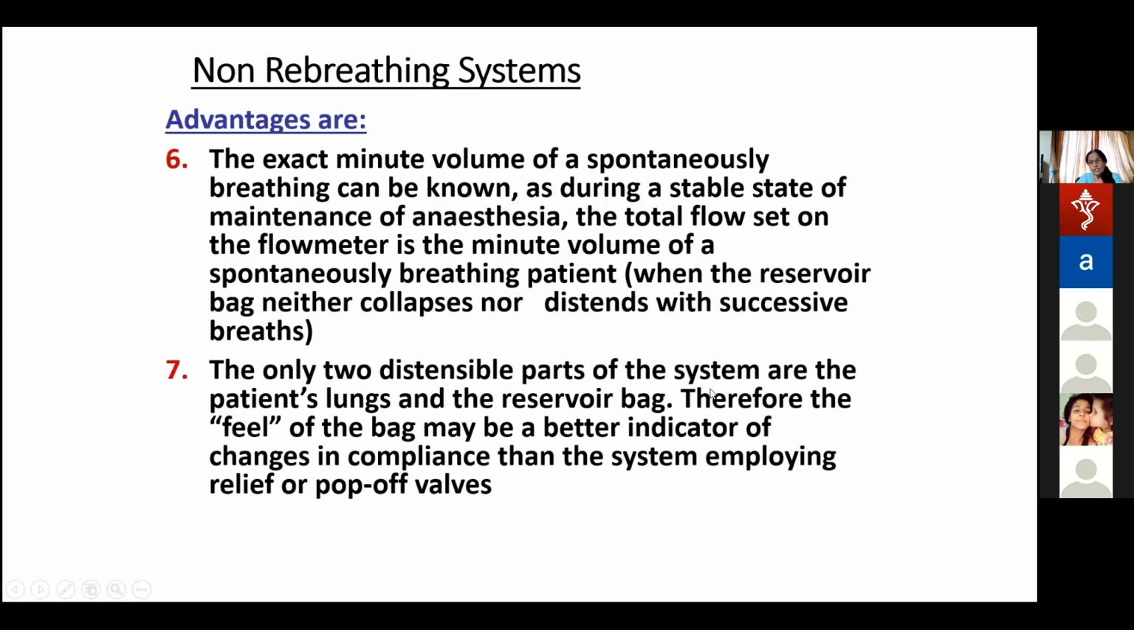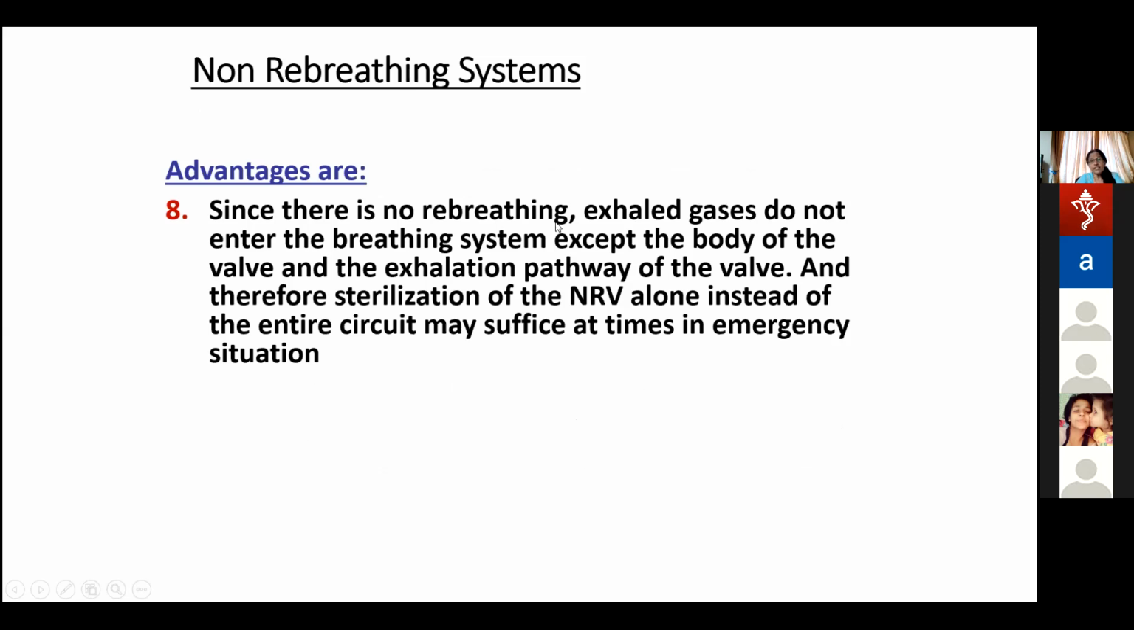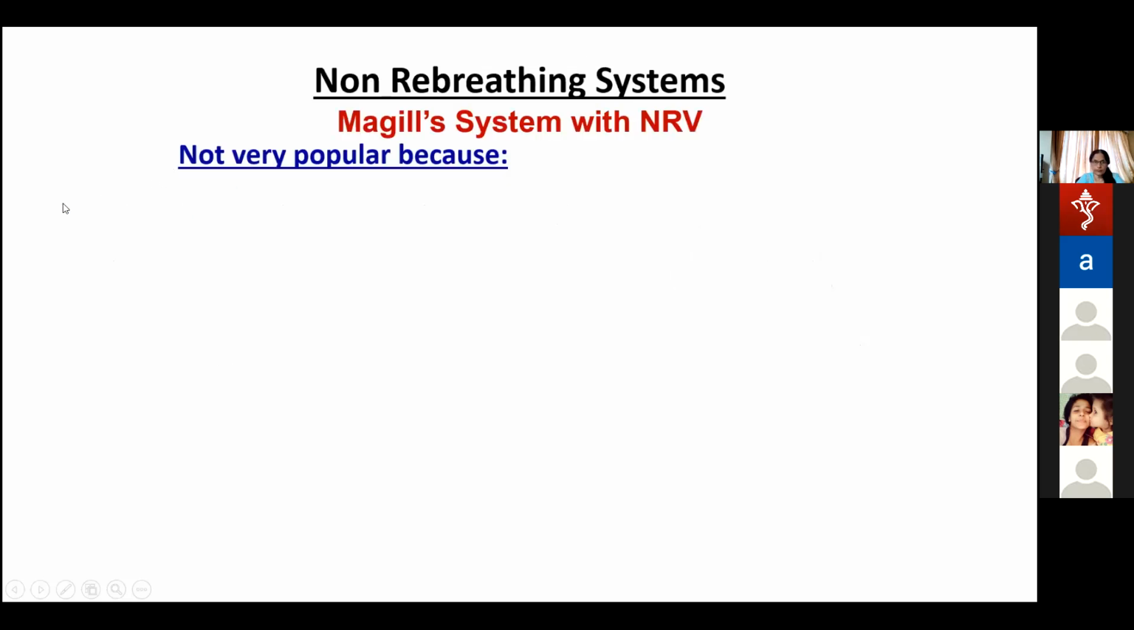The only 2 distensible parts of the system are the patient's lungs and the reservoir bag. Therefore, the feel of the bag may be a better indicator of changes in compliance than a system employing relief or pop-off valves. So if you do not employ a relief or pop-off valve, you will know the compliance of the system. Since there is no rebreathing, exhaled gases do not enter the breathing system except the body of the valve and the exhalation pathway of the valve. Therefore, sterilization of the NRV alone instead of the entire circuit may suffice at times in an emergency situation. So this is the advantage if you're going to use an NRV.